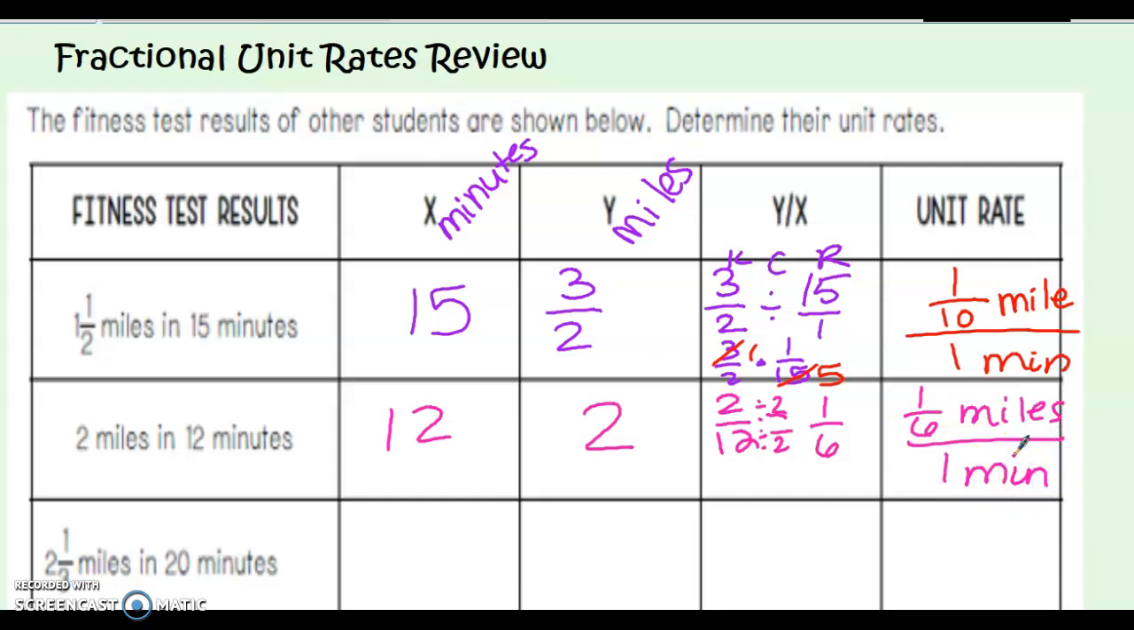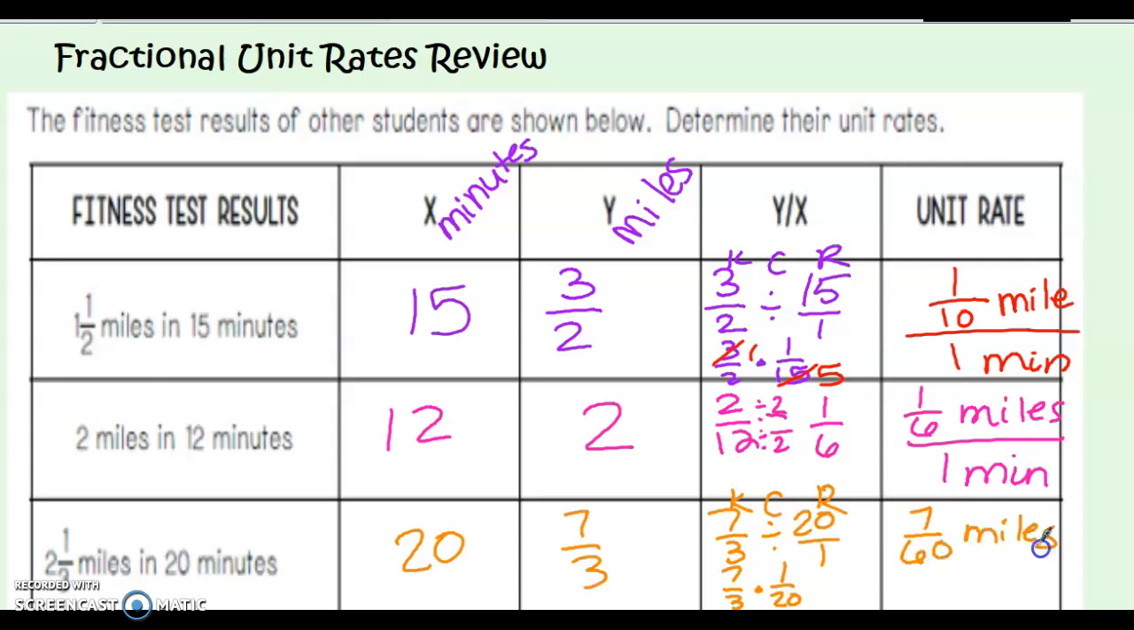Okay, and our last one, we've got 20 minutes, and then we've got 7/3 of a mile, so we're going to take 7/3 divided by 20/1, keep, change reciprocal, 7/3 times 1/20. I can't cross simplify, so I just multiply straight across, and I get 7/60 miles per 1 minute.